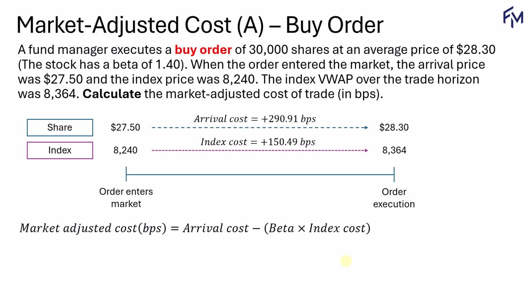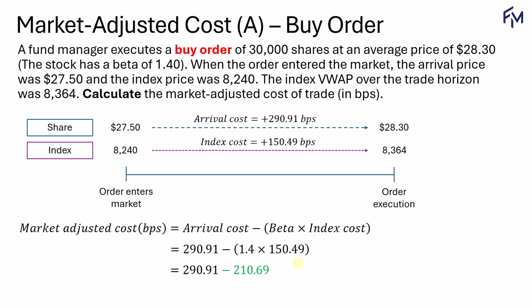We will take the arrival cost, then we'll minus the stock beta multiplied by the index cost. So we'll substitute the arrival cost, the index cost and the beta. And if you take the 1.4 multiplied by 150.49, we'll get 210.69. So in other words, what this is saying is that if you remove the effect of the general market movement on the stock, the arrival cost would have been lower by 210.69 basis points.